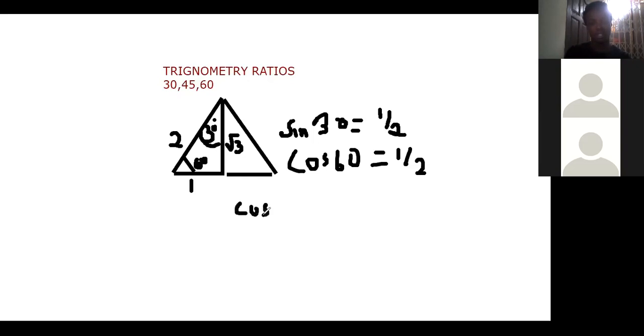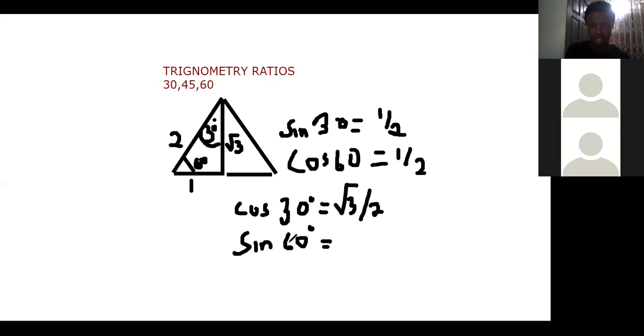So now, we are also saying that cos 30. What is cos 30? Root 3 all over 2. Now, what is sine 60? The same, root 3 all over 2.